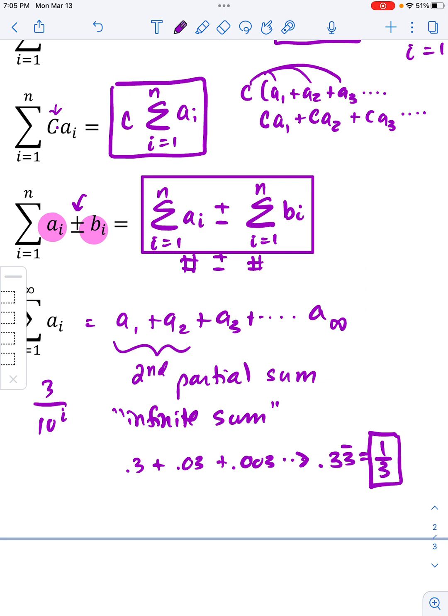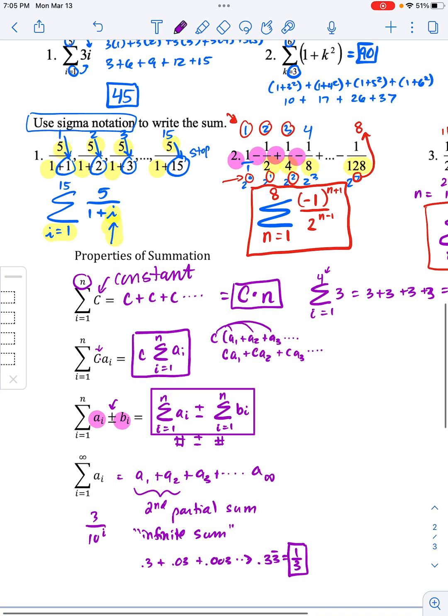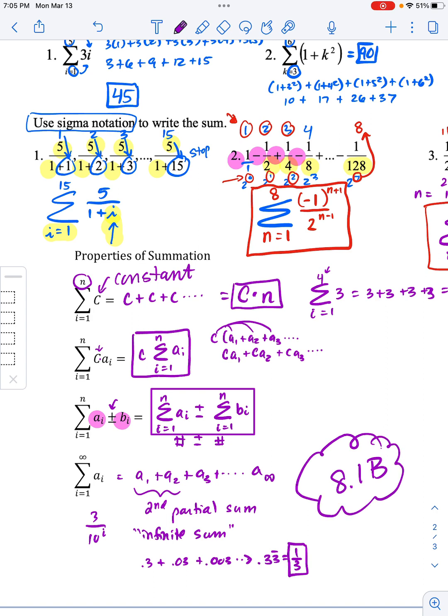So we'll get some parameters around when that really works and when it doesn't in the next couple of days. But this is going to get you through the 8.1b worksheet. So if you can knock that baby out and finish up 8.1a, then you'll be on pretty solid ground so that we can start talking about specific kinds of sequences and series like arithmetic and geometric, which would be so super duper fun. You're going to love it.